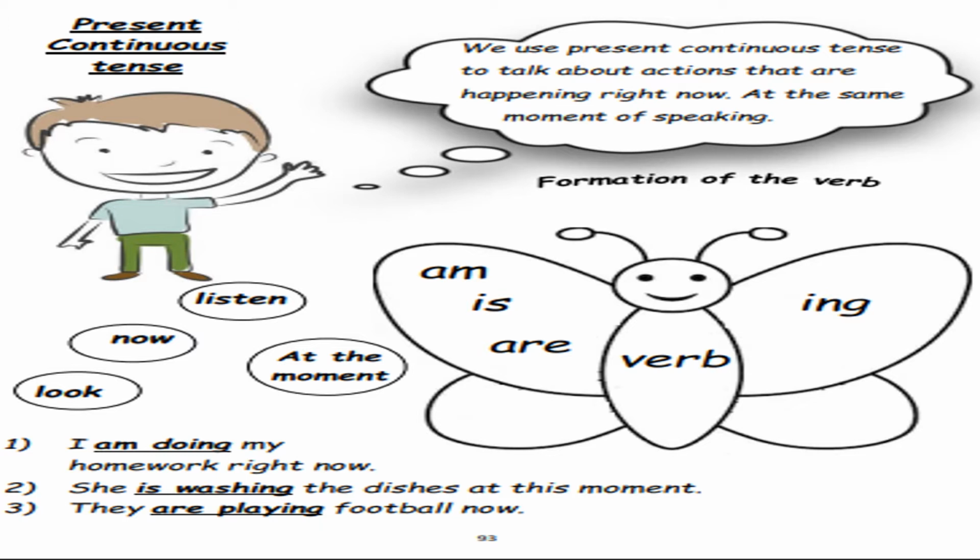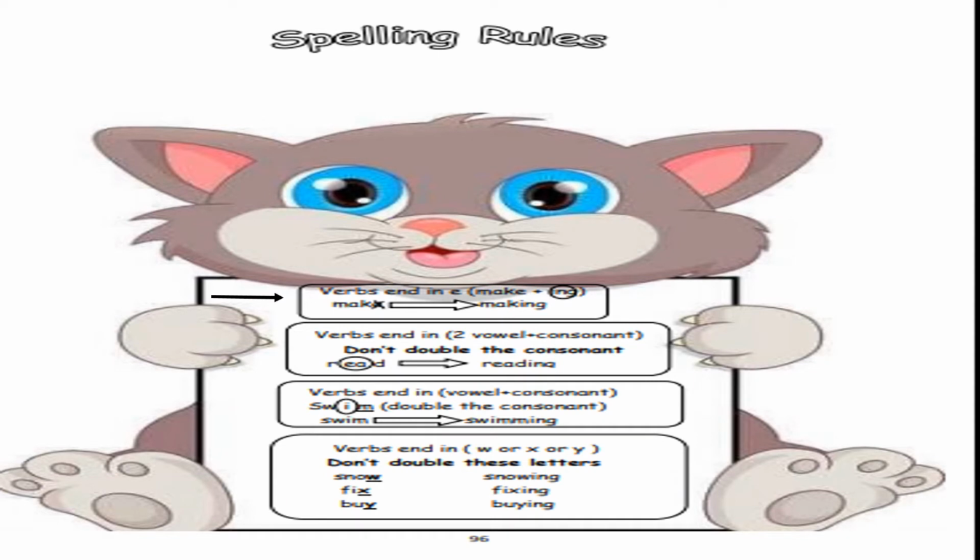Let's move to the next page. Now we are going to discuss the spelling rules together. Okay, what should we take care of before we add the ing? If the verb ends in e, we must cancel the e and then put the ing, like make, making. Number two, if the verb ends in two vowels plus a consonant sound, don't double the consonant sound. Like here, read. Read ends with a D. The D is a consonant sound, and before the consonant sound we have E and A.